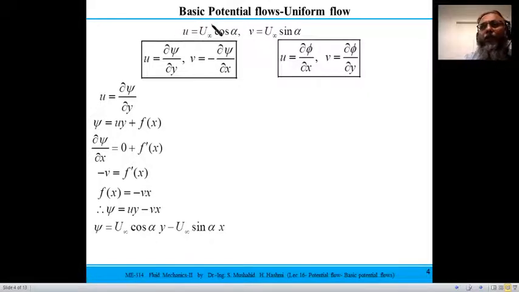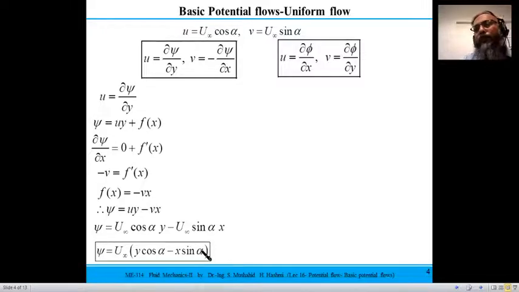In this way I am able to work out the expression for my stream function. I substitute the local component u in terms of u infinity cos alpha, and v would be u infinity sin alpha. Here u infinity is common, so I can take it out. This would be the stream function for a uniform flow having uniform velocity u infinity, where the streamlines are parallel to each other and moving in one direction, represented by the angle alpha that it makes with the horizontal.